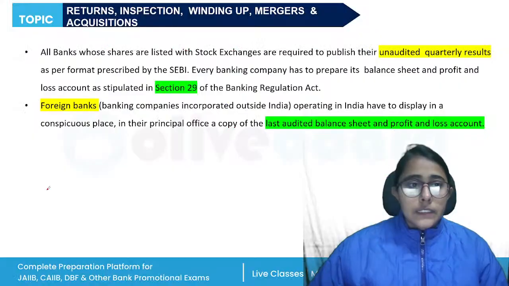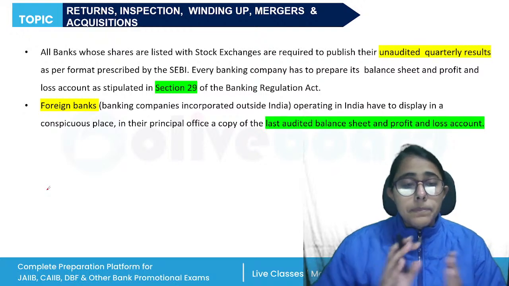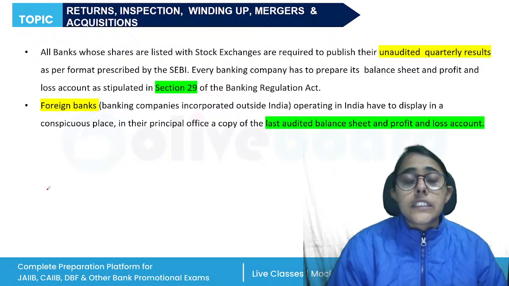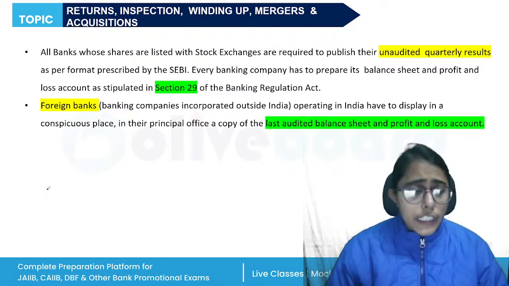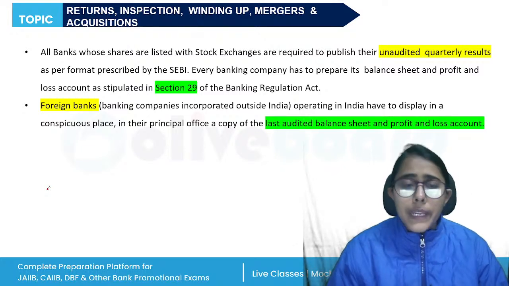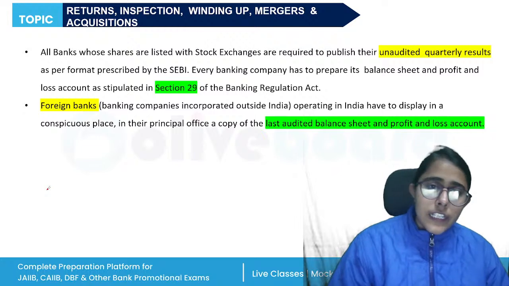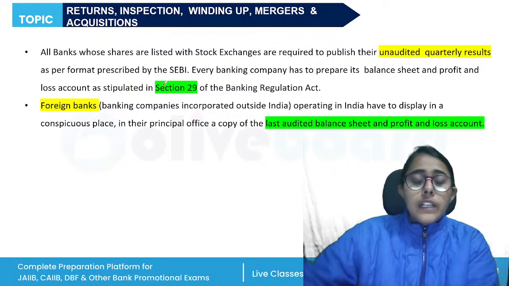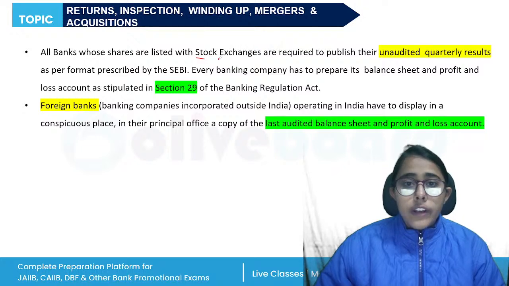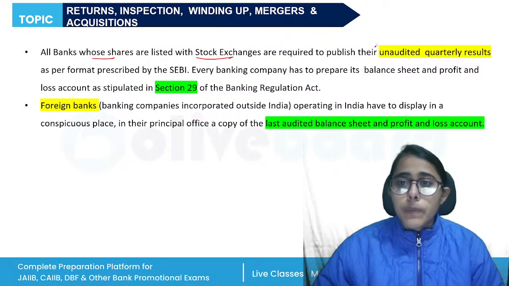Now let us start. This chapter talks about the various returns that banking companies, foreign banks and non-scheduled banks are required to make under the Banking Regulation Act. First, all those banks that have their shares listed with stock exchanges are required to publish their unaudited quarterly results.